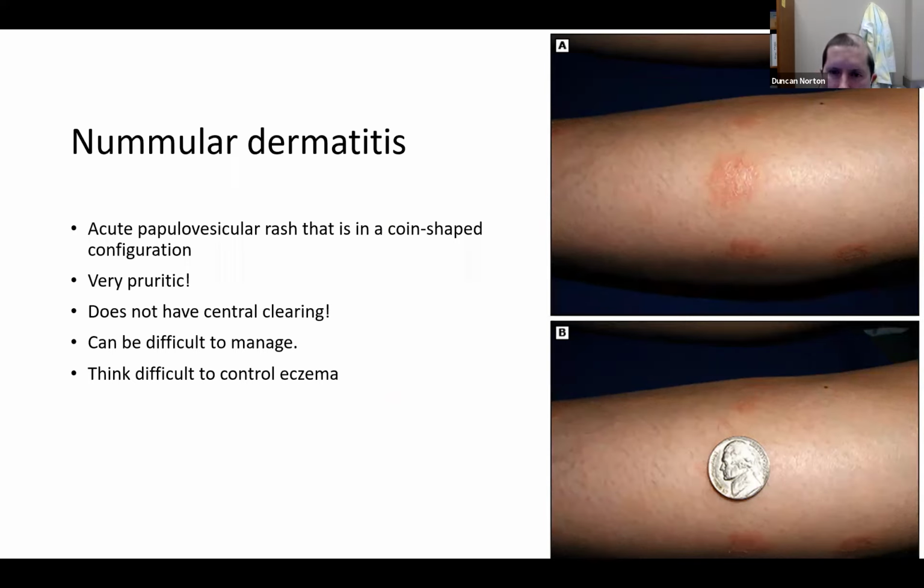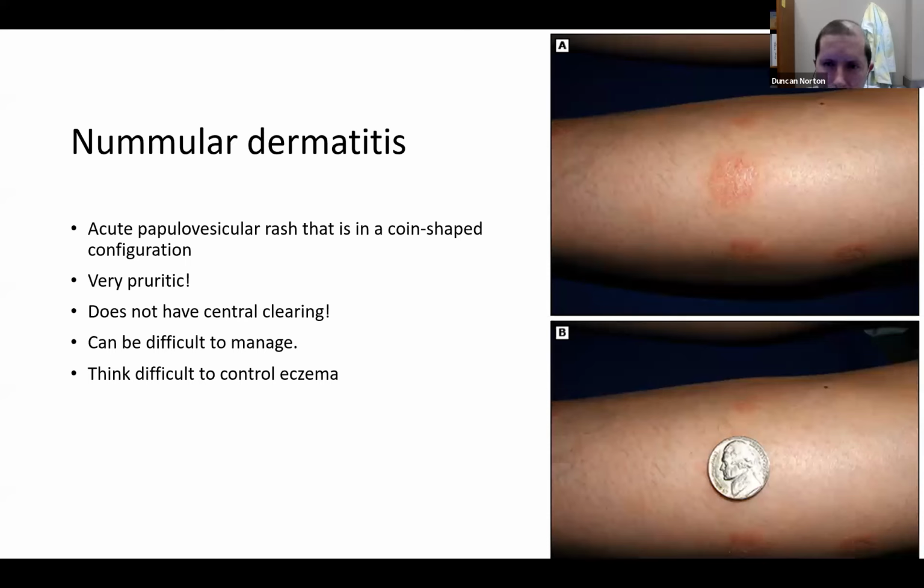It's an acute papulovesicular rash, and they typically have a coin-shaped appearance to them. They do not have central clearing. They are extremely itchy. We'll oftentimes see a lot of excoriations, which can sometimes skew that coin appearance. And this can be very, very difficult to manage.